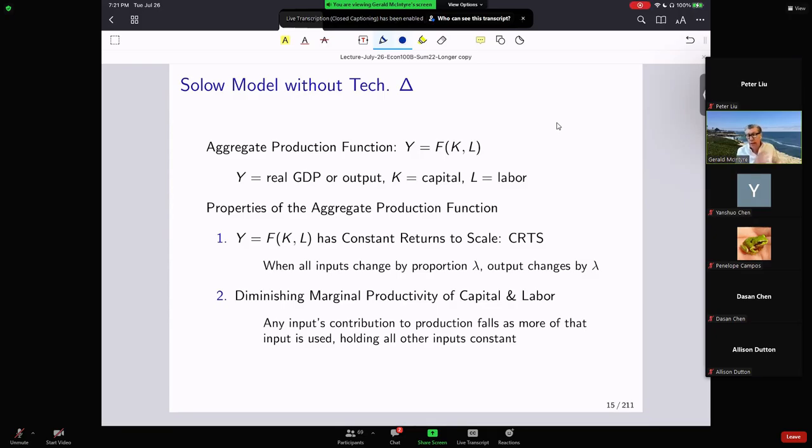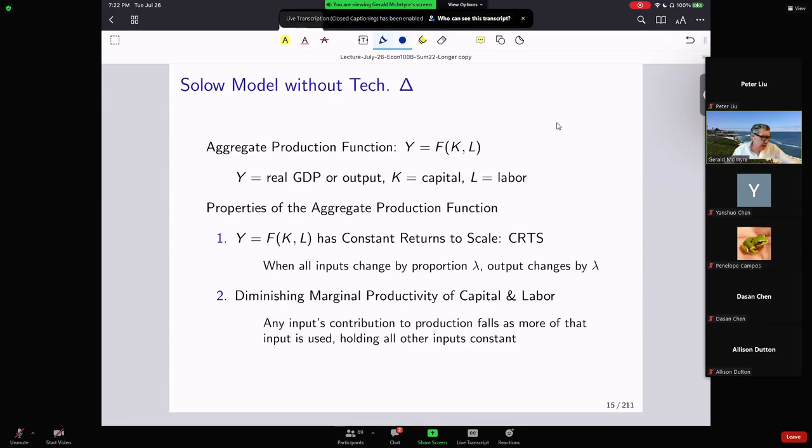Or taking labor, if you've got a fixed number of machines, and you add more workers to work on the same number of machines, the workers will crowd around the machinery. And as crowding takes place, workers will get in one another's way, and the additional workers will contribute less and less production because there's crowding. Not because anything's wrong with those workers, it's just the machinery is getting crowded. The machines are fixed, and you're adding more workers. That's diminishing marginal product of capital and labor.